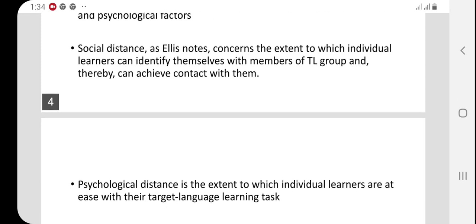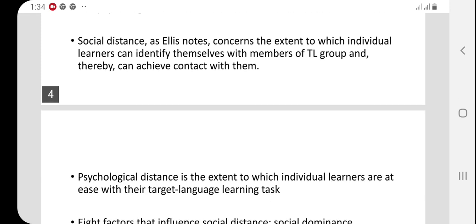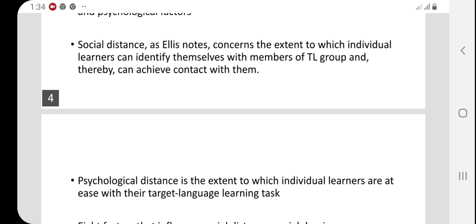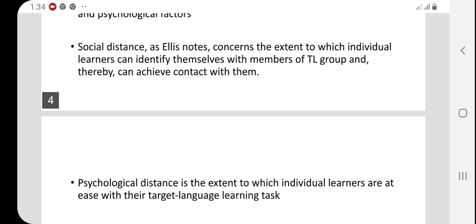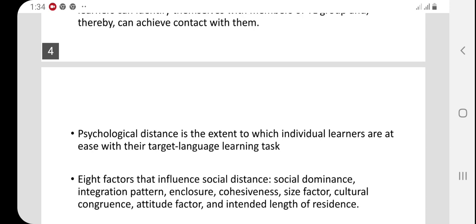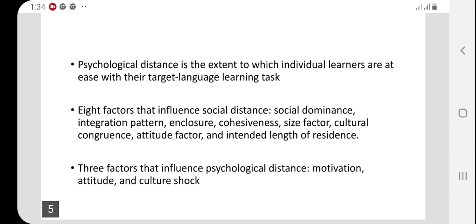So don't get confused with the social distance as the World Health Organization has asked to wear masks and keep social distance about the corona pandemic. So we are talking here about the two language groups, the minority and majority language groups, the social distance between the two groups, not between the people.